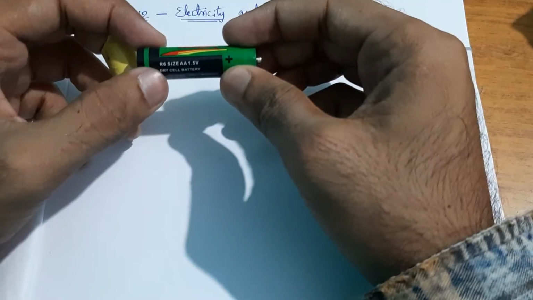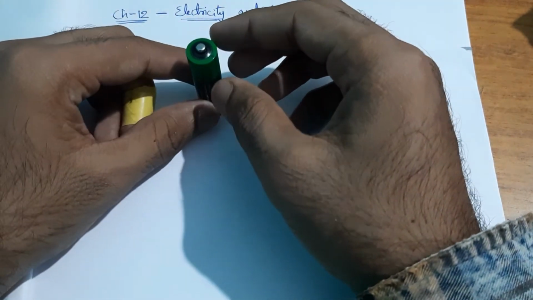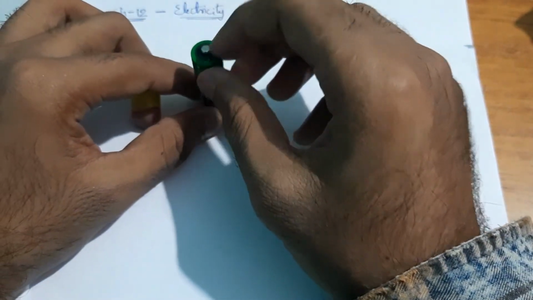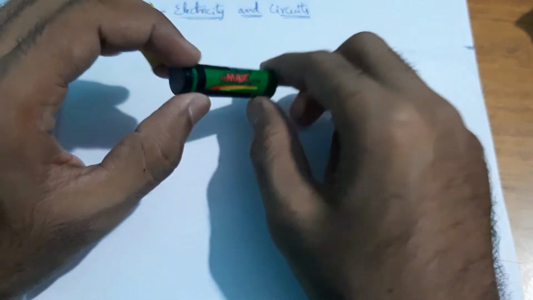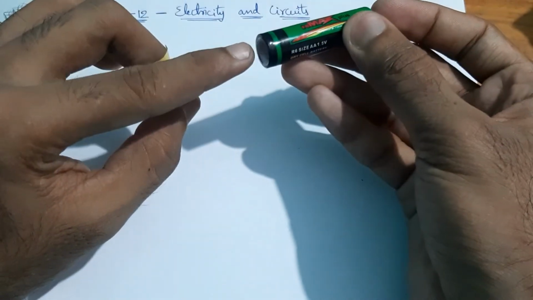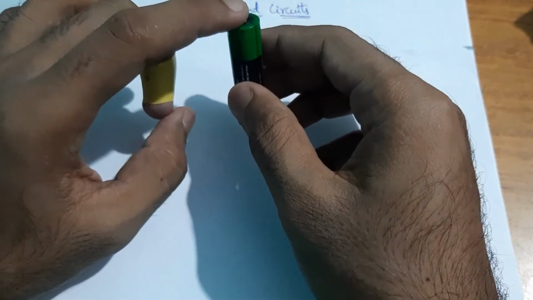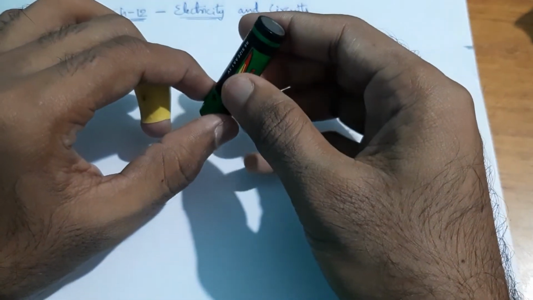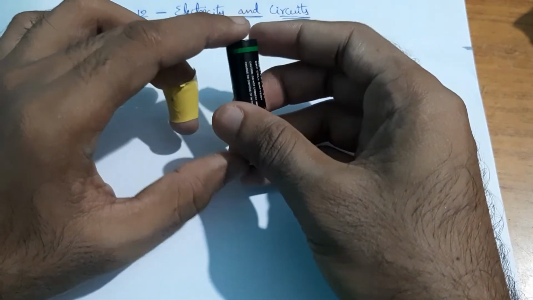So this is a cell. This is a 1.5 volts cell. So you can see this has a flat surface at one end and a small metal cap at the top. So you can see these both are made of metals. This is a flat metal plate and this is a metal cap. So this metal cap is the positive terminal of the battery or of the cell, and this flat plate is the negative terminal of the cell.